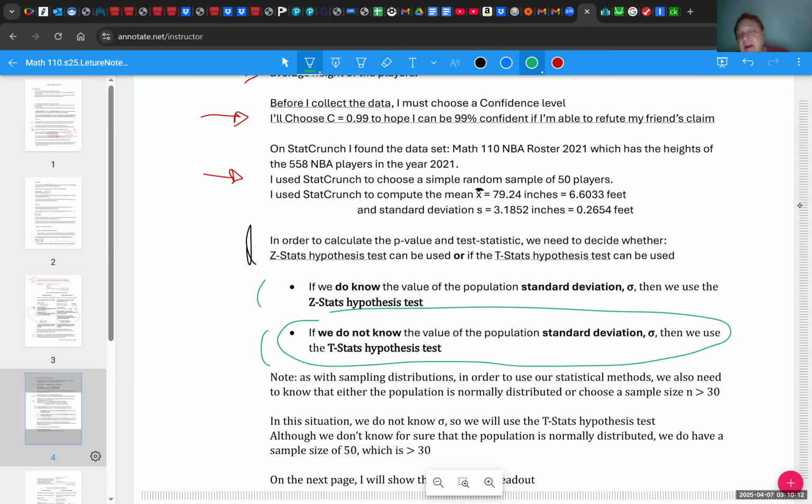You may remember this from doing our confidence intervals, but we need either a normally distributed population, or we need a sample size at least bigger than 30. All right. So once again, in this situation, we do not know the sigma, the population standard deviation, so we use the t-stats hypothesis test. And even though we don't know the population is normally distributed, we do have a sample size of 50. Remember, on StatCrunch, I used a sample size of 50, so I have enough to get over the 30 threshold, which will give me results that I can actually make conclusions on.